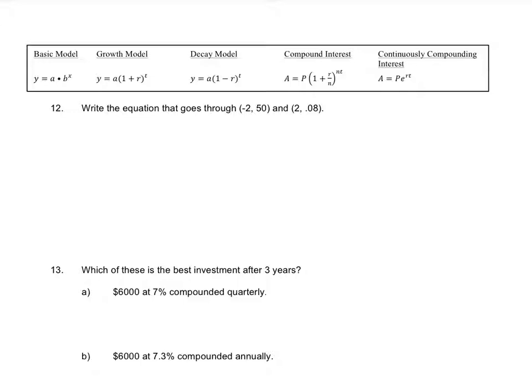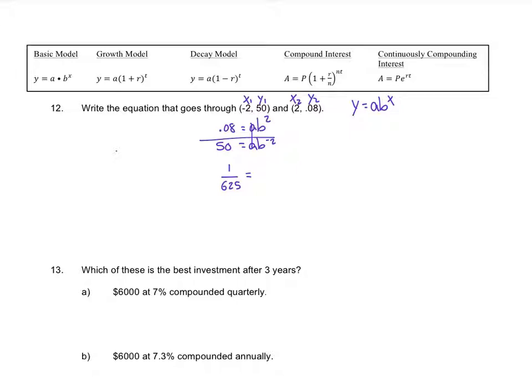Our last page, we're writing an equation again, so we've got x1, y1, x2, y2. We're going to plug that into y equals a times b to the x. Put the larger x value on top, so that means we've got 0.08 equals a times b squared divided by 50 equals a times b to the negative 2. The a's cancel. If we take 0.08 divided by 50, we get 1 over 625.